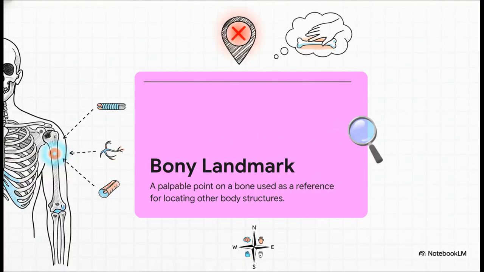So, what are we actually looking for? Well, a bony landmark is a palpable point on a bone. And all palpable means is that you can feel it through the skin. It acts as a reference, a signpost for locating other stuff, like muscles or nerves. Seriously, just think of them as the "you are here" signs on our internal map.